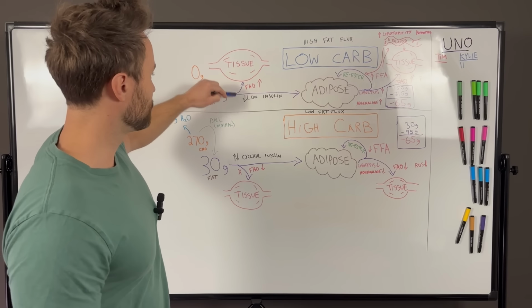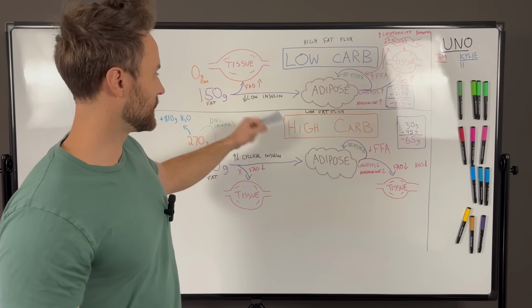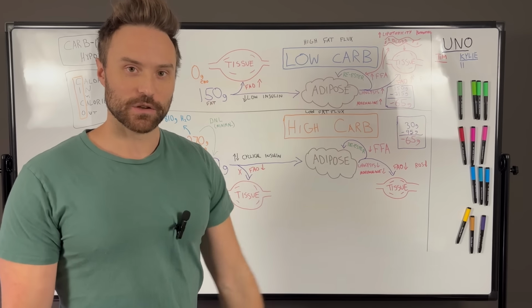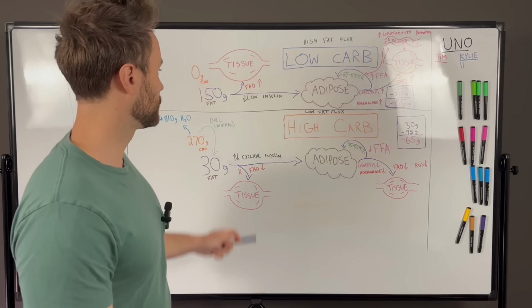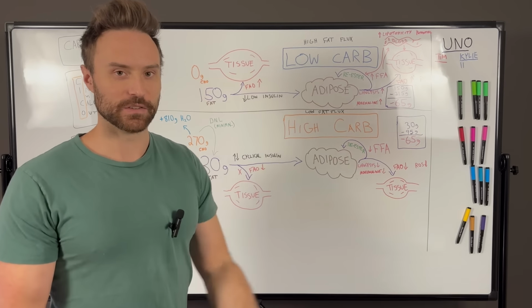You're eating this fat. Some of it is immediately going into the tissues and getting oxidized. This is fatty acid oxidation. Fatty acid oxidation goes up when you're eating more fat and fewer carbs. Insulin stays pretty low unless there's some sort of derangement, and this is something we'll talk about in a little bit.